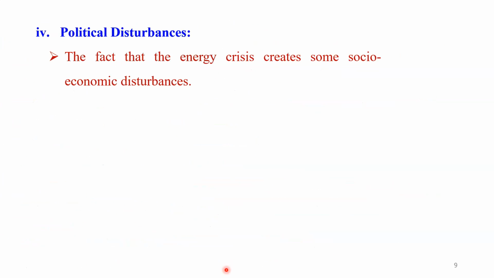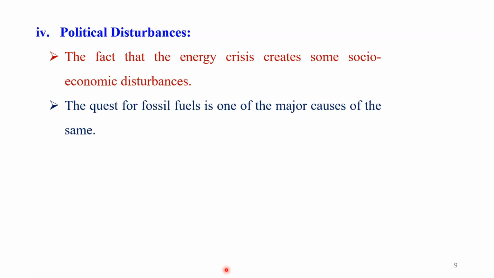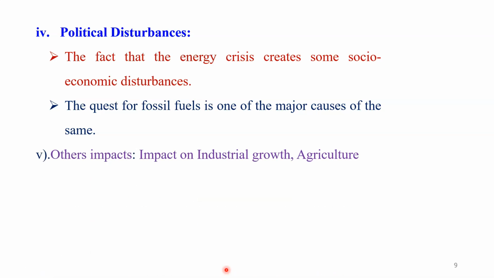Then we have the political disturbance. Dear student, in some areas there is a lack of energy, due to which political parties come ahead for proper energy supply. The political rally creates socio-economic disturbance in that particular area. Therefore, this is also an important impact that you observe due to the energy crisis.